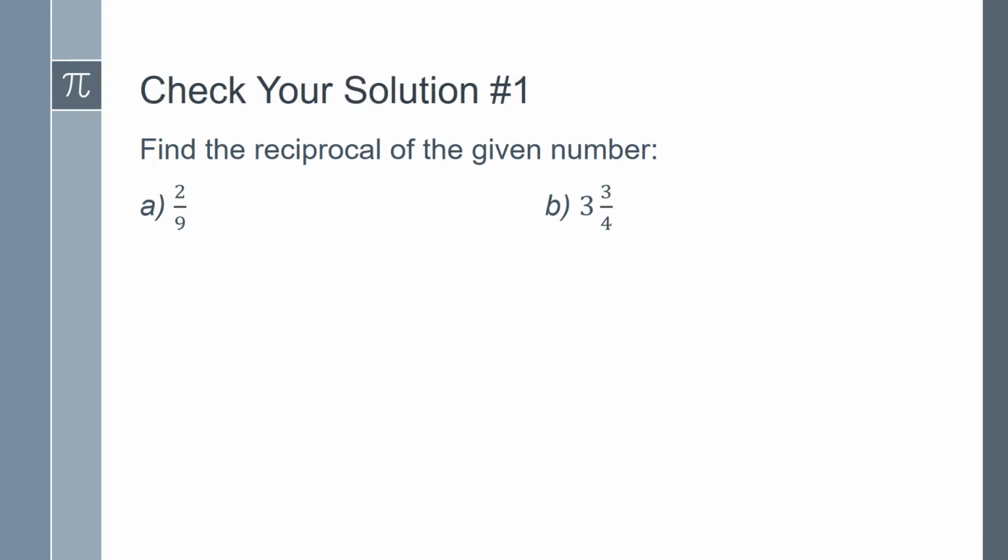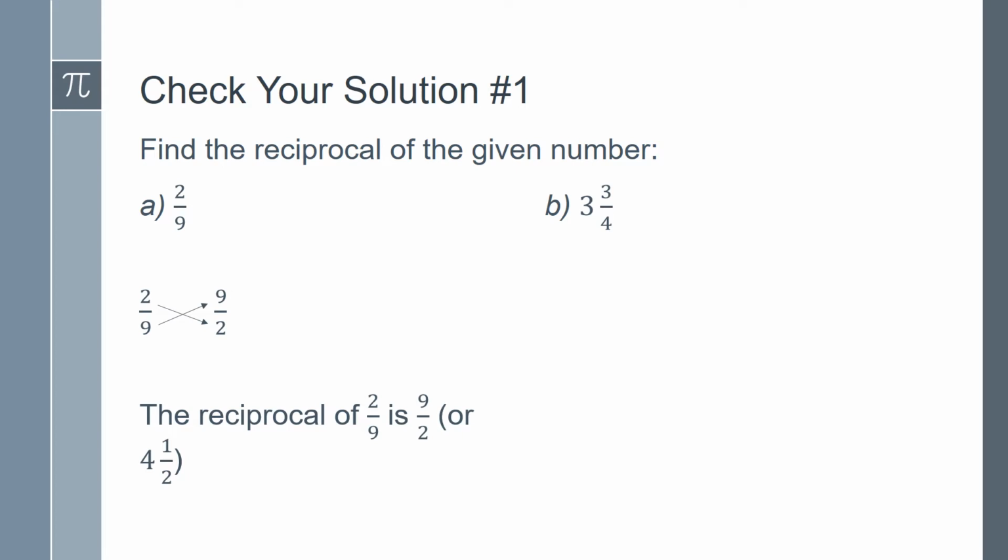Remember that to find the reciprocal of a number, we need to invert the fraction. This means to find the reciprocal of 2/9, we need to flip the numerator and the denominator, and we find that we have 9/2. So the reciprocal of 2/9 is 9/2, or 4 1/2.